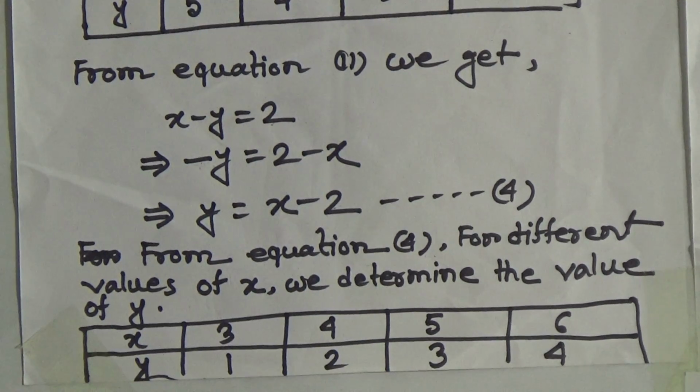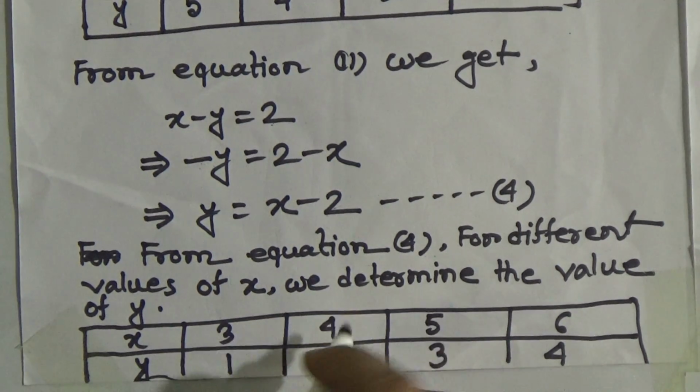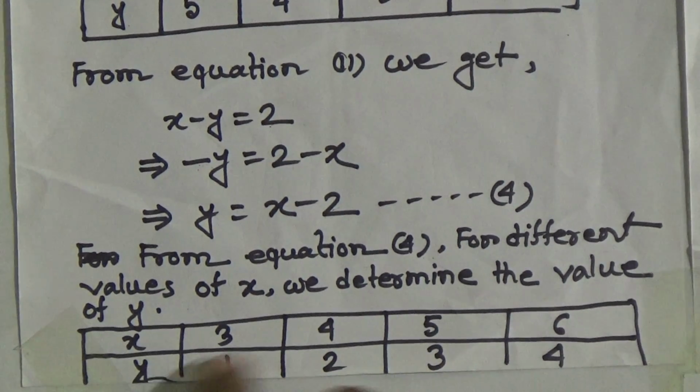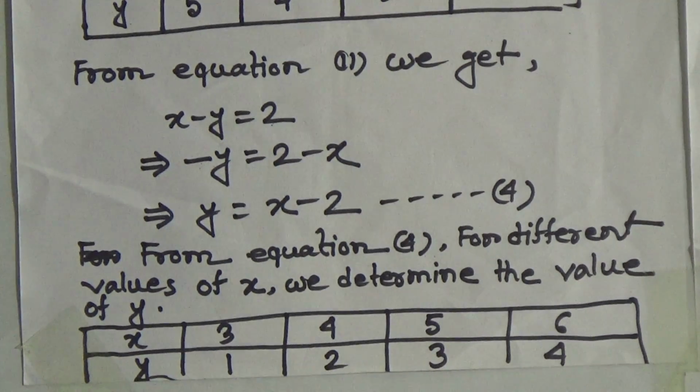Suppose y equal to x minus 2. When x equal to 3, that means 3 minus 2 equal to 1. Okay. So when x equal to 3, then the value of y is 1. When x equal to 4, then 4 minus 2 equal to 2. So when x equal to 4, the value of y is 2. Similarly, when x equal to 5, the value of y equal to 3. When x equal to 6, the value of y is 4.